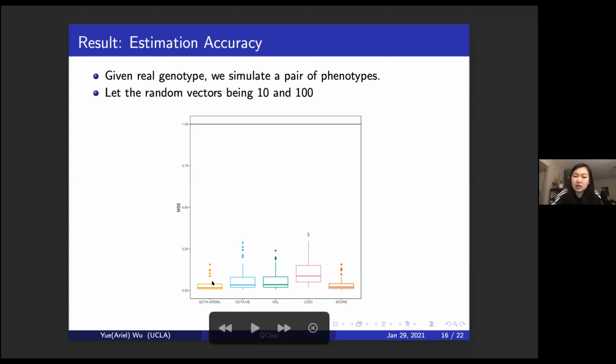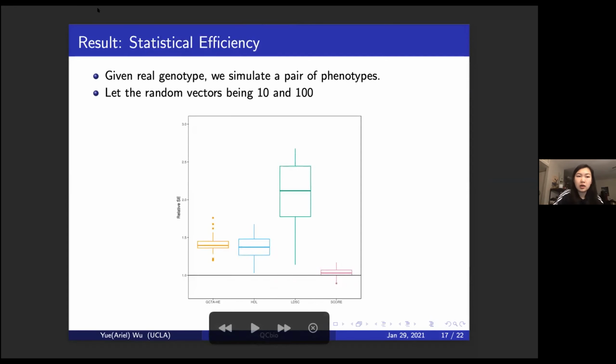And then we see that the likelihood-based method, GCTA-GREML, we consider this one as the gold standard of the estimates. And then we plot the mean square error, and we see that our method SCORE is almost as good as the likelihood-based method. And then we see HDL and LD score, these two summary stats-based methods, tend to be less accurate than individual level based methods.